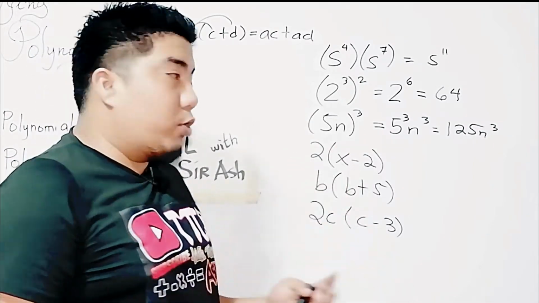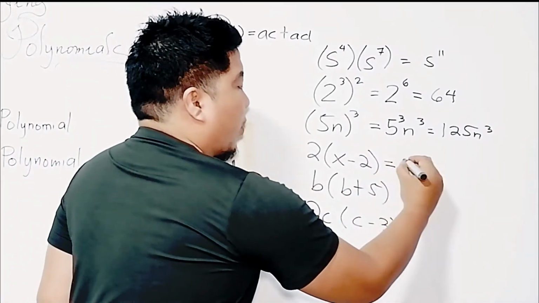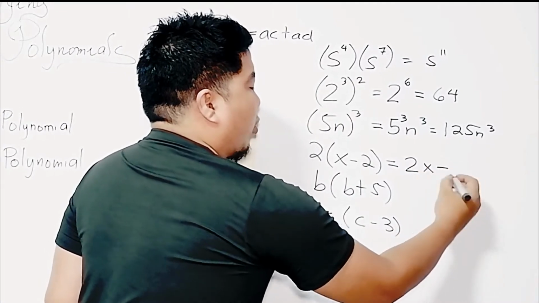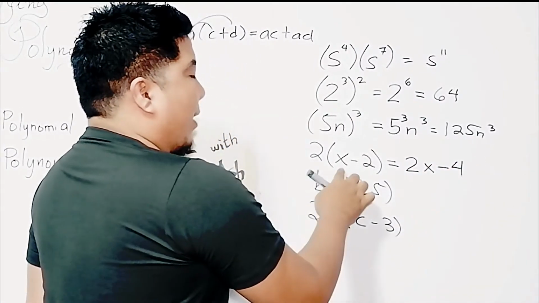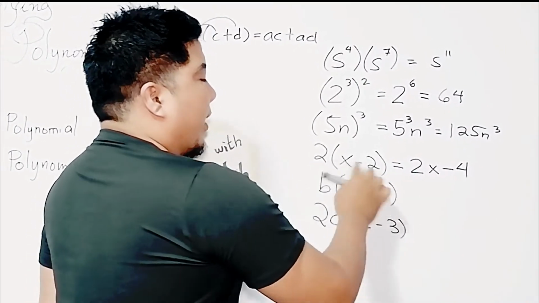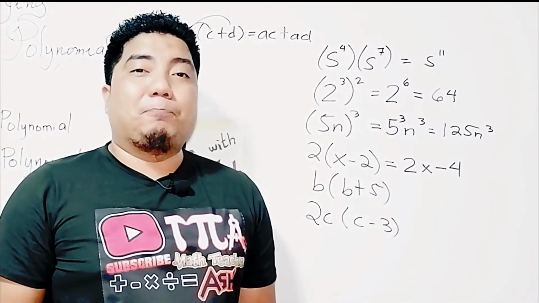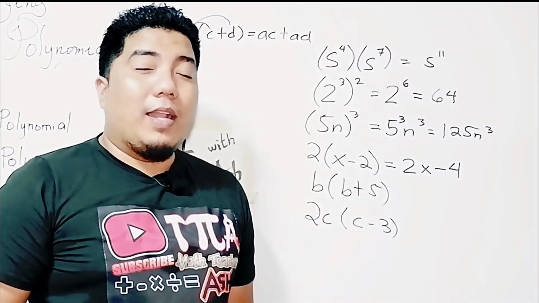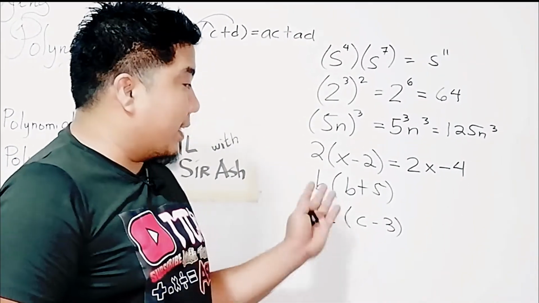So 2 times x minus 2 will give us 2x minus 4. Because 2 times x is 2x and 2 times 2 is 4. And then we just copy the sign. Easy, right?